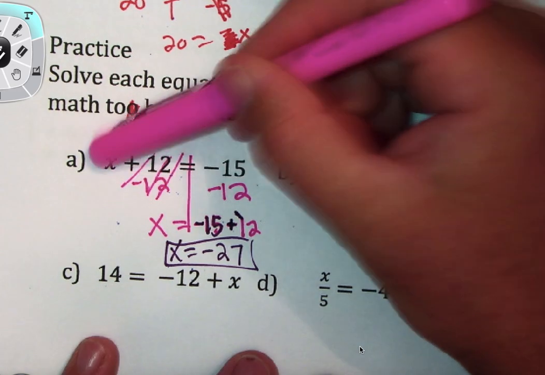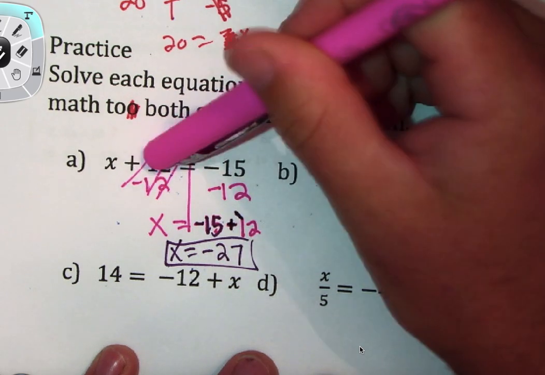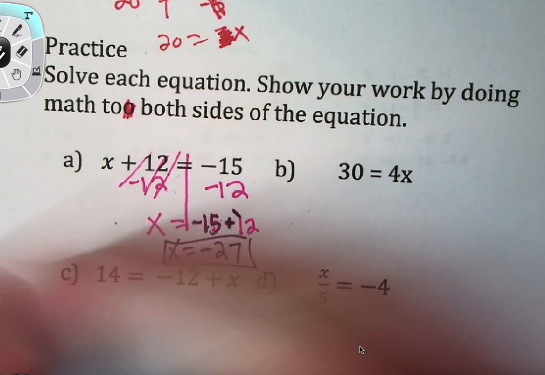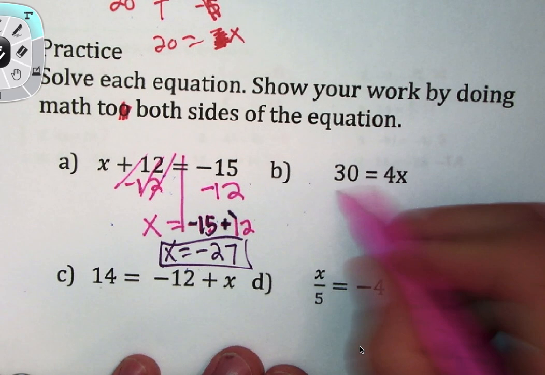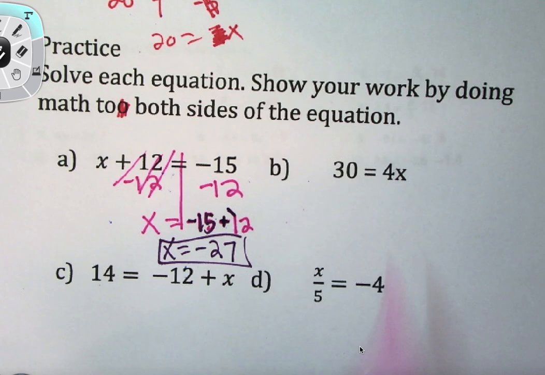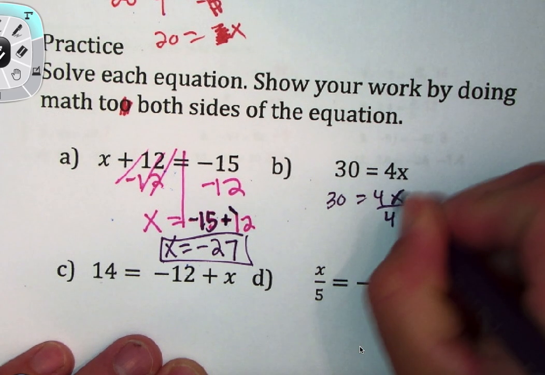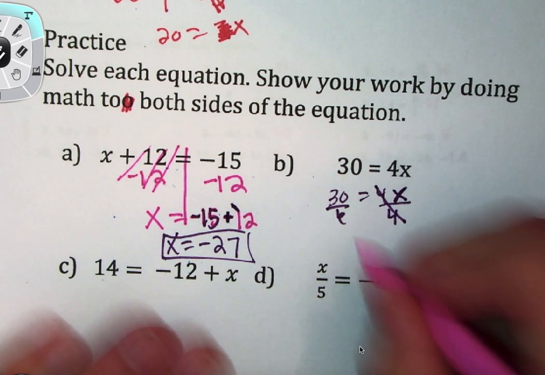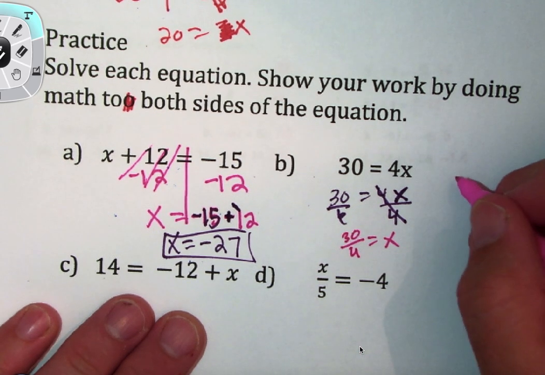And we can check. -27 plus 12. There's 12 positives, -27 negatives. We'll be left with 15 negatives. All right, we have 30 equals 4 times x. So to cancel out, we're going to undo that times 4. Right, there's our variable, and we'll divide both sides by 4. And we get 30 over 4 equals x. Sweet.